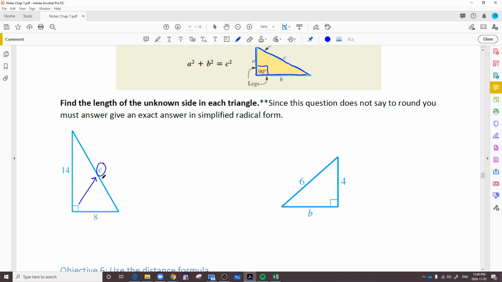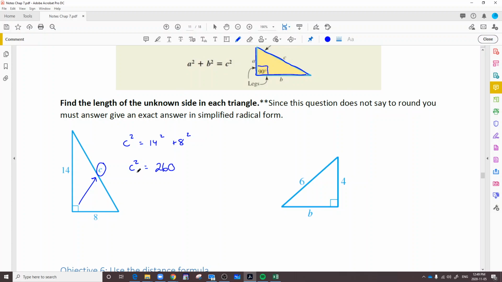So for example, if I ask you to solve for side C in this right triangle, this is the hypotenuse. So C squared is going to equal the sum of the squares of the other two legs. So 14 squared plus 8 squared, doesn't matter what order you write those in. And so then if I keep going, 14 squared is 196, plus 8 squared is 64. So 14 squared plus 8 squared is going to give me 260.